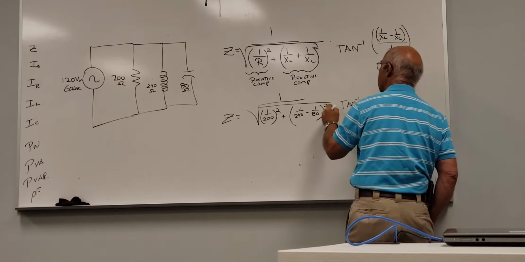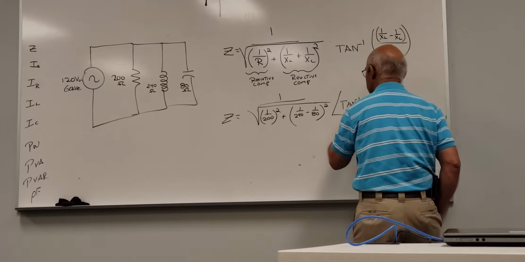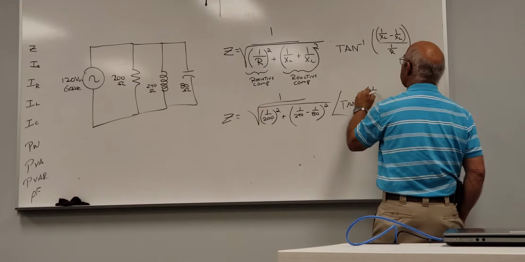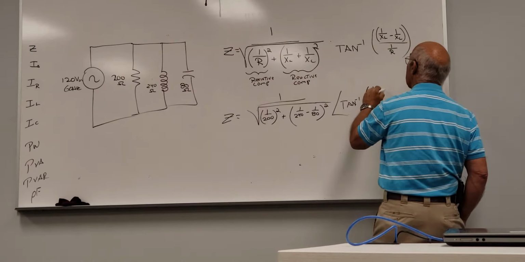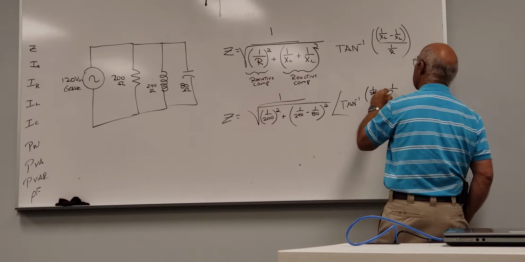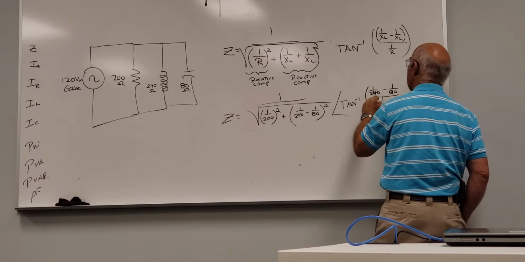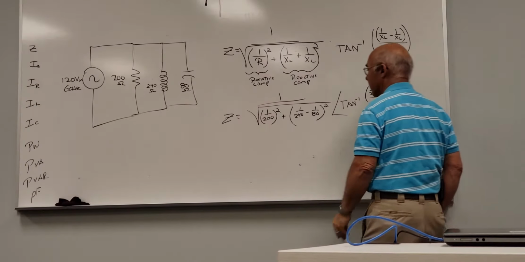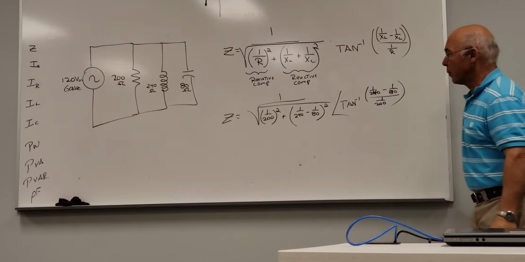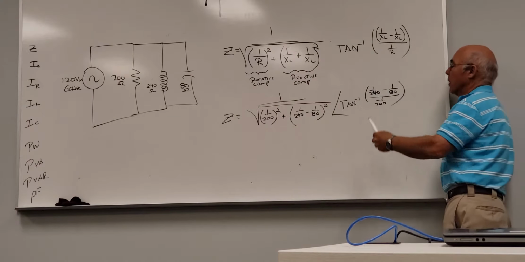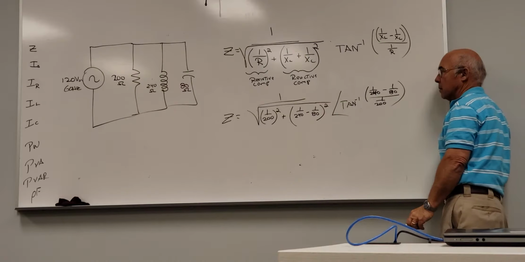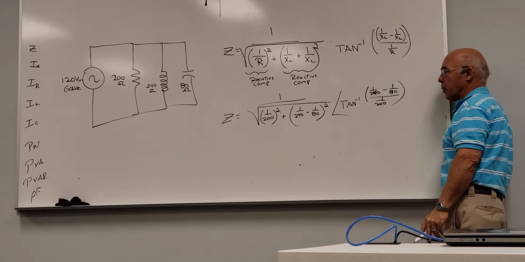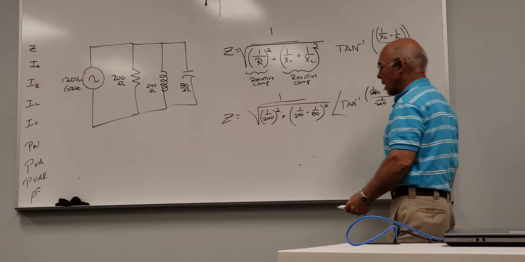Alright, I'm just gonna put tangent minus 1 of (1/240 minus 1/80) divided by 1/200. All I'm doing is plugging information in. I got the equation. Now it's just a matter of plugging and chugging. Let the calculator do the work.